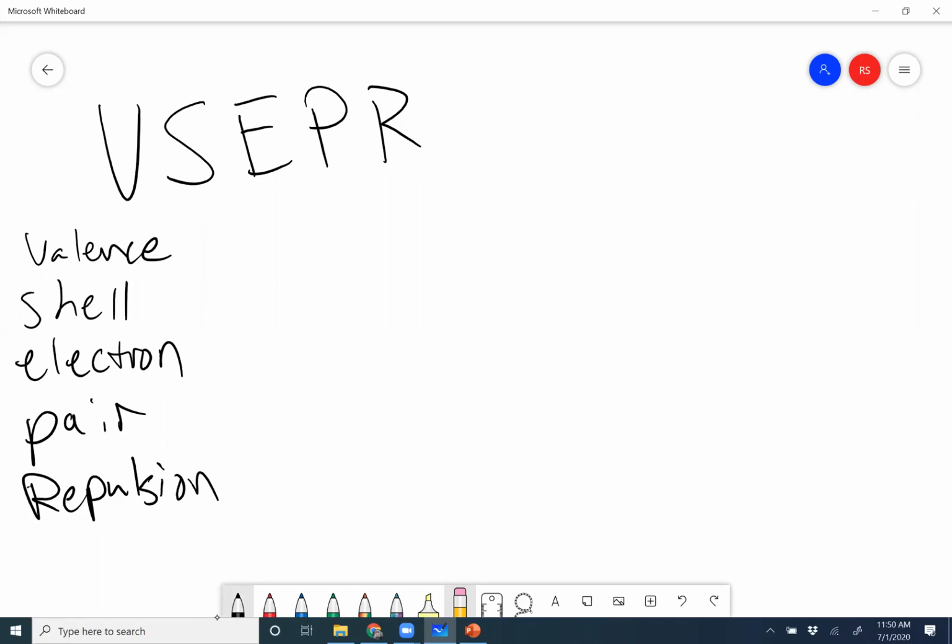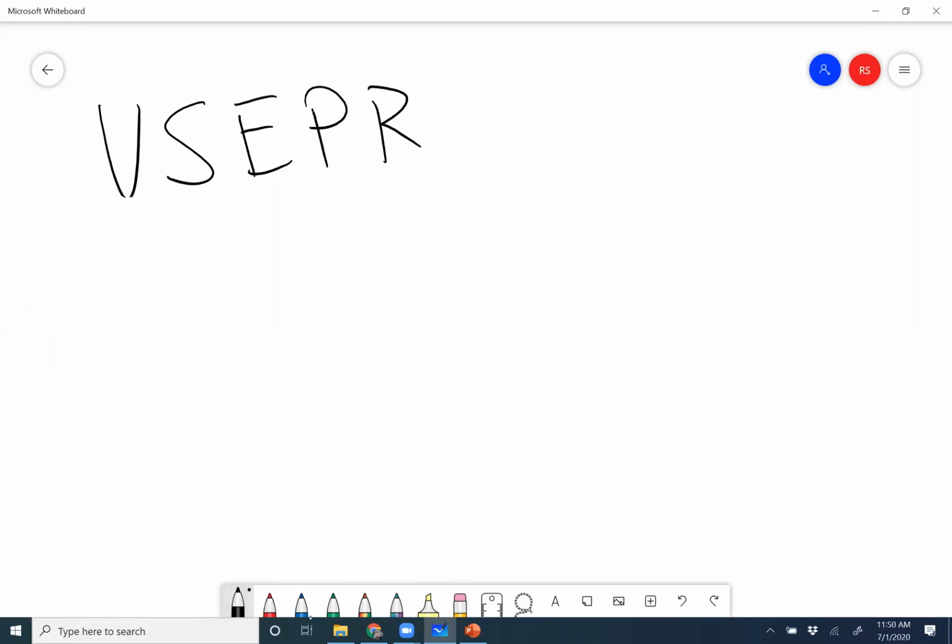So when it comes to VSEPR theory, what are the different shapes? Well, first off, we're going to classify them into the number of atoms that are in the bond. So the first one we're going to talk about are 2 atoms. If you have 2 atoms in your molecule, there's only one shape you can make, linear. You don't have a center atom, you only have 2 atoms, and so the best possible way for them to get away from each other is for them to have a bond angle of 180 degrees.